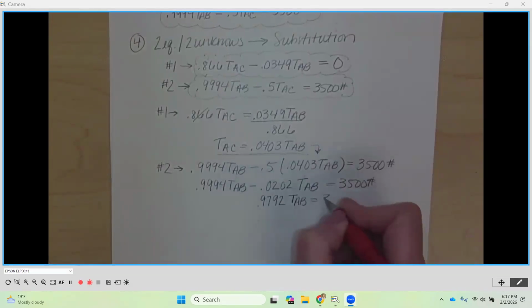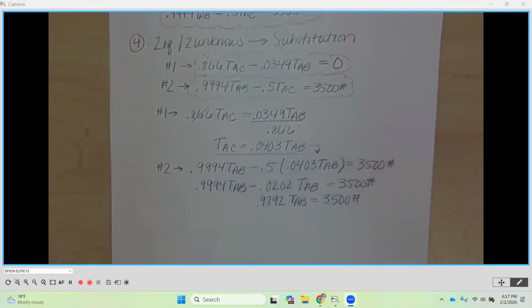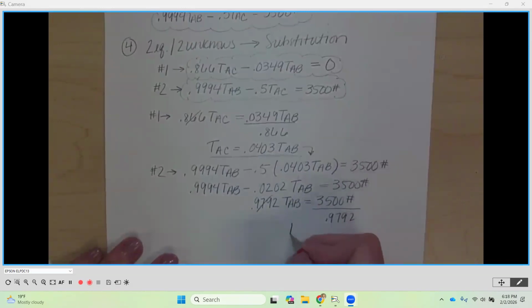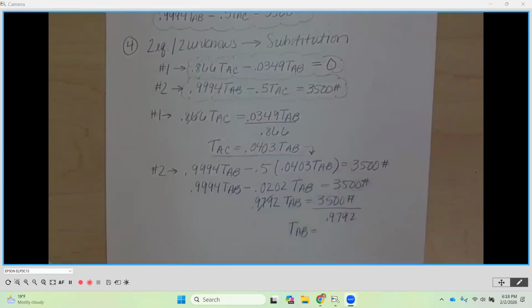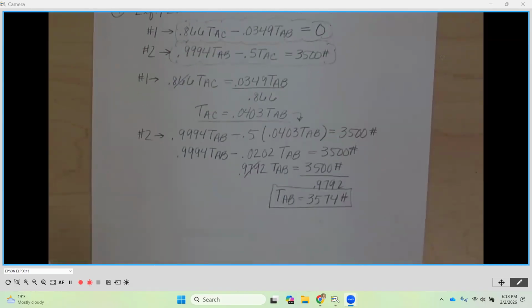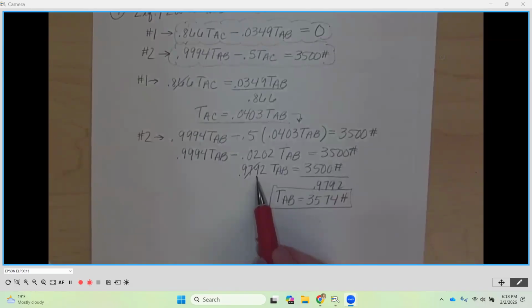And then solve for TAB. Now, this is one of the final answers that we need. The tension in cable AB should be 3,574 pounds. Okay. Notice you have 3,500 pounds. You're going to divide by a unitless decimal. So the pounds stays.